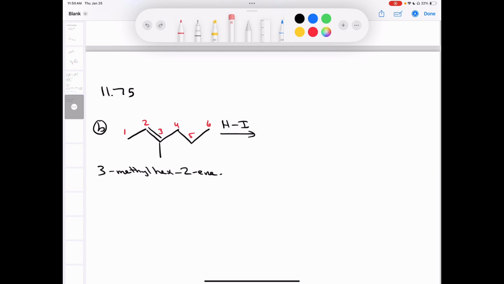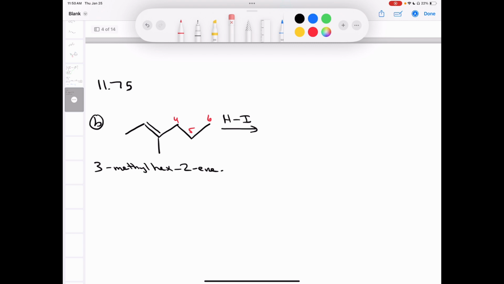Okay, so now that we have the question written out, and again, I used bond line structures. You don't have to, but I did. What's going to happen now is we're going to add the HI, but you see there's a difference between the 2 carbons. If I highlight this carbon in red, you can see it has 1 hydrogen attached to it. And if I highlight this carbon in blue, you can see it has no hydrogens attached to it.